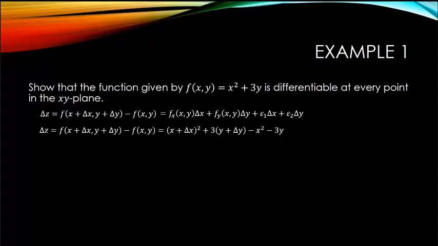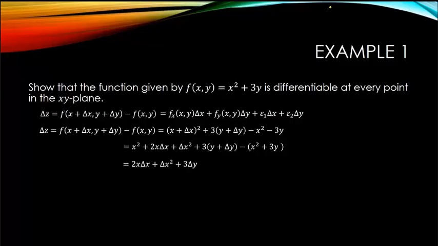I'm going to plug in x plus delta x and y plus delta y into my function and then subtract f of x, y. So that what I get is x plus delta x quantity squared plus 3 times y plus delta y minus x squared minus 3y. I'm going to expand the squared term, and I get x squared plus 2x delta x plus delta x squared plus 3 times y plus delta y minus x squared minus 3y. I'm going to simplify and combine some like terms. I get 2x delta x plus delta x squared plus 3 delta y.